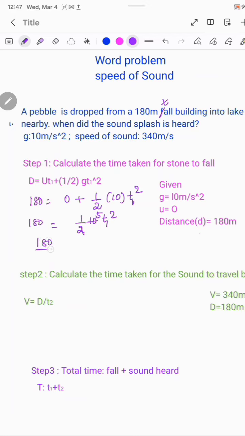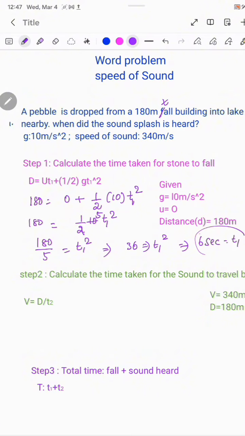So 180 divided by 5 is equal to t1 squared, which is 36 equal to t1 squared. Taking the square root, it becomes 6 seconds. That is your t1, right? This is your t1.